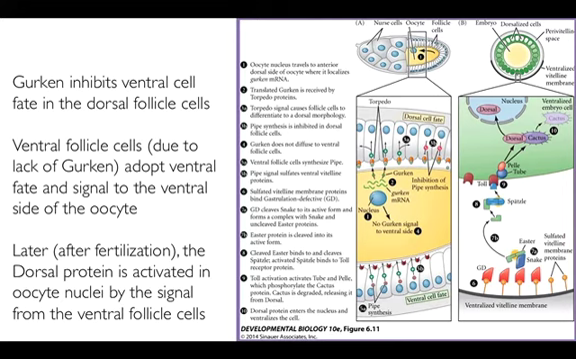So I want to just remind you that after fertilization, the steps on the first part of the slide have occurred in the ovary. The dorsal protein, so not the axis of dorsal, but a protein called dorsal, is activated in the oocyte nuclei nearby the signal from the ventral follicle cells.